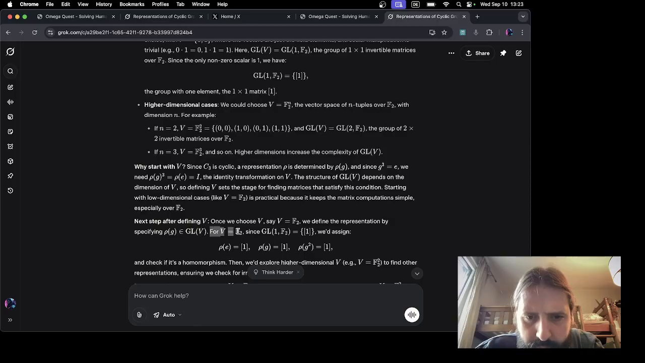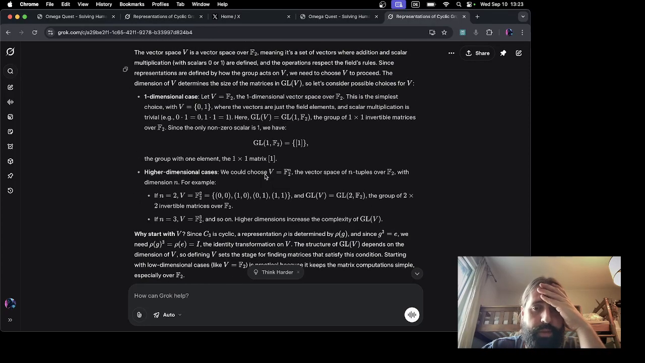For V equals F2, since GL1 is just this, we would assign that for each element. So each element of G, E, G, and G squared, they all map to the same linear transformation, the same invertible.